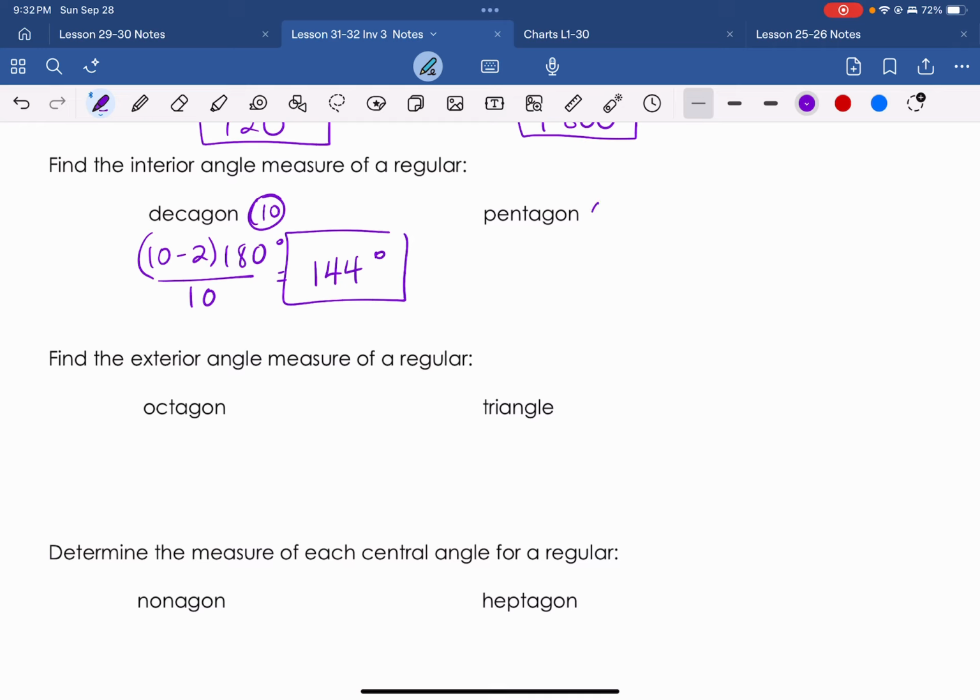Now, a pentagon has 5 sides, so I'd like you to use the formula and solve for each angle measure inside of a pentagon.